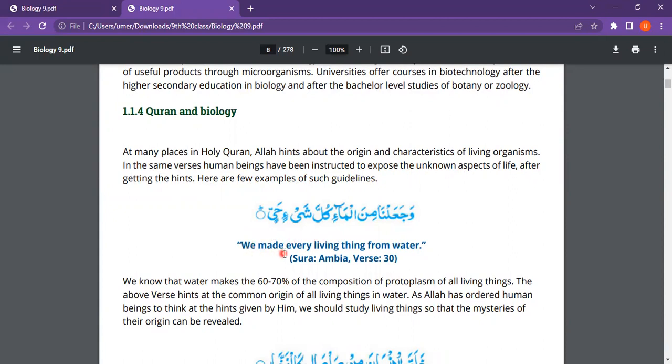We made every living thing from water. We know that water makes up 60-70% of the composition of protoplasm of all living things. The above words hint at the common origin of all living things in water. As Allah has ordered human beings to think, at the hints given by Him, we should study living things so that the mysteries of their origin can be revealed.